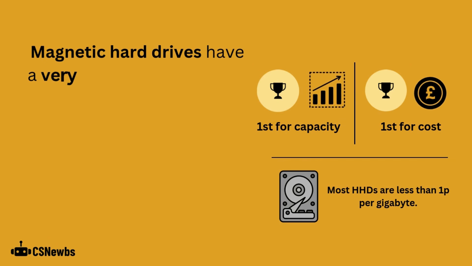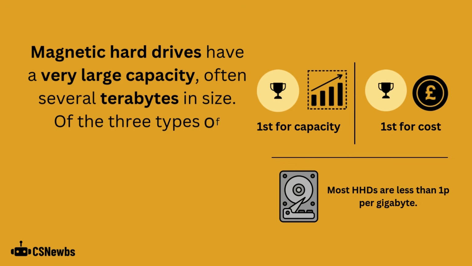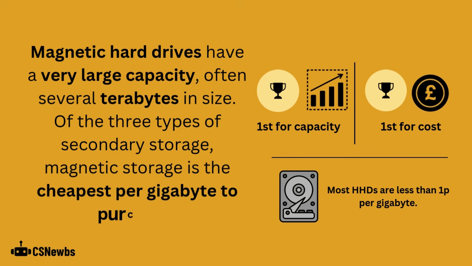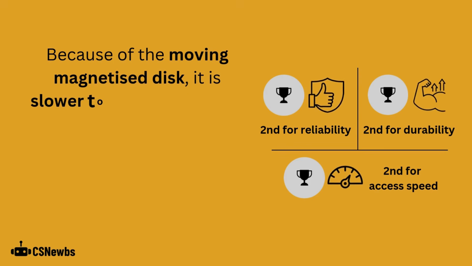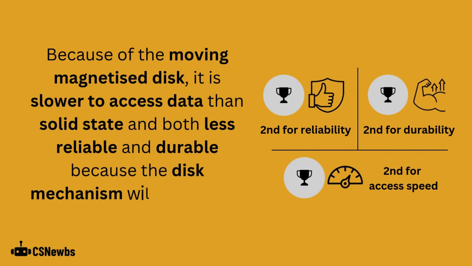Magnetic hard drives have a very large capacity, often several terabytes in size. Of the three types of secondary storage, magnetic storage is the cheapest per gigabyte to purchase, usually less than 1 penny per gigabyte. Because of a moving magnetized disk, it is slower to access data than solid state, and both less reliable and durable because the disk mechanism will eventually fail.